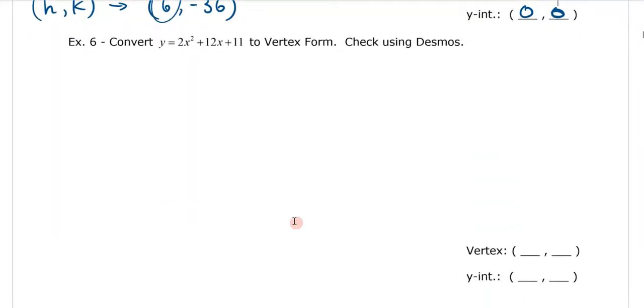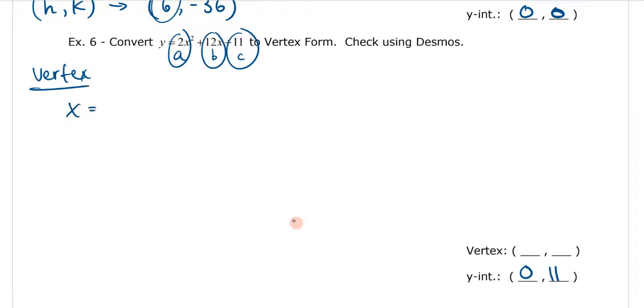Let's convert 2x squared plus 12x plus 11 to vertex form. This is my standard form. So a is 2, b is 12, and c is 11. So let's find the vertex. Well, actually, we can write the y-intercept. So the y-intercept would be 0 and 11. The vertex would be x equals negative b over 2a. So negative b is 12 divided by 2 times a, which is 2. So 12 divided by 4, 2 times 2 is 4. So 12 divided by 4 is 3, and that's negative. So negative 3 is my x-coordinate.